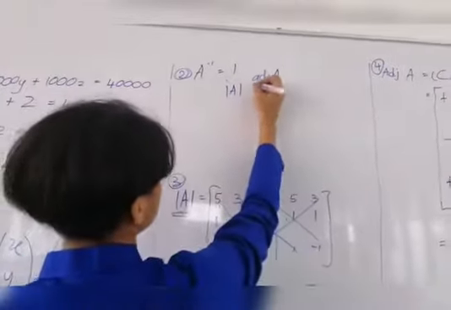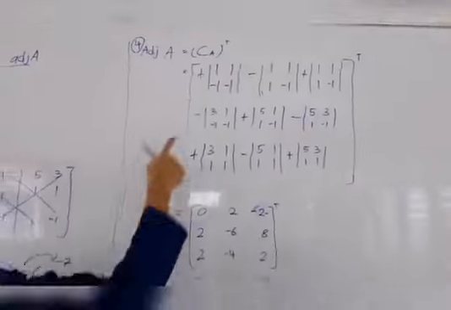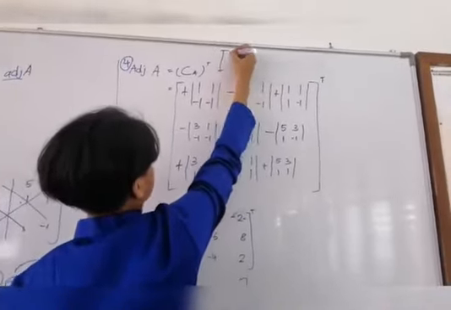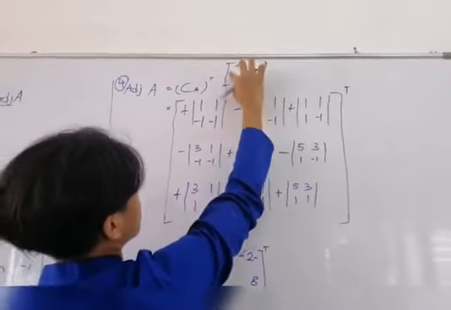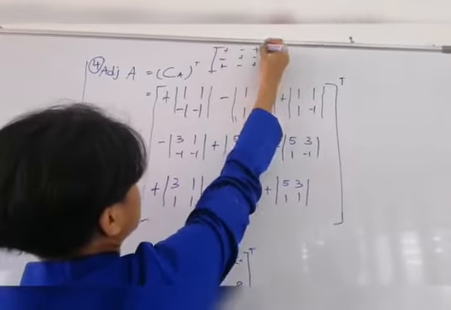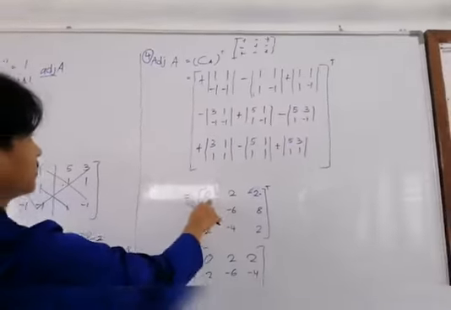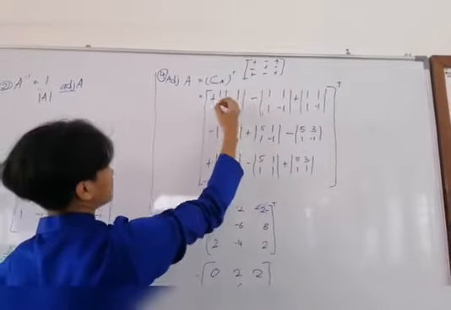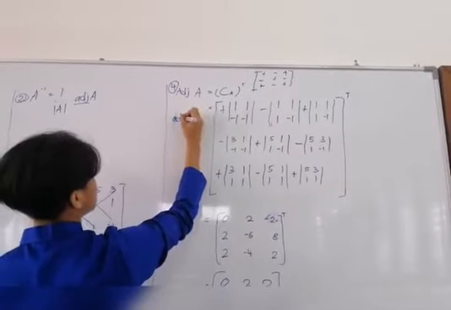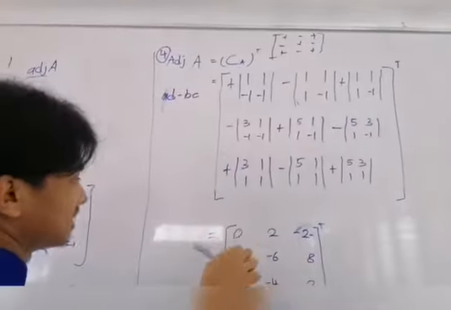Next we need to find the adjoint of A. For the adjoint of A we must use the sign pattern: plus, minus, plus, negative, minus, plus, negative, plus, and this. To solve each minor, we use AD minus BC. So we can get this to be 0.